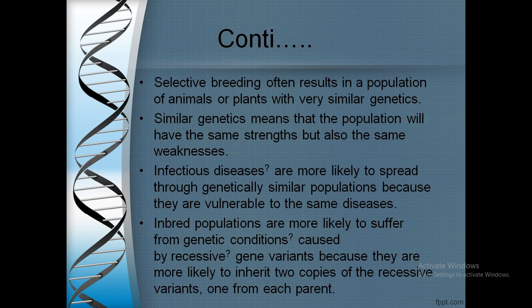Selective breeding often results in a population of animals or plants with very similar genetics. Similar genetics means that the population will have the same strengths but also the same weaknesses. Infectious diseases are more likely to spread through genetically similar populations because they are vulnerable to the same disease. Inbred populations are more likely to suffer from genetic conditions caused by recessive gene variants because they are more likely to inherit two copies of the recessive variants, one from each parent.